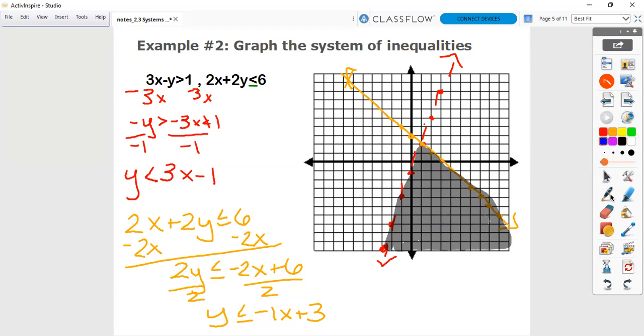Now, if you could name one point as a solution to the system, you could pick any point that's in that shaded gray area. So for example, 2, -2 would be a solution to the system of inequalities. If we were to substitute that point into both inequalities, it would make both inequalities true.